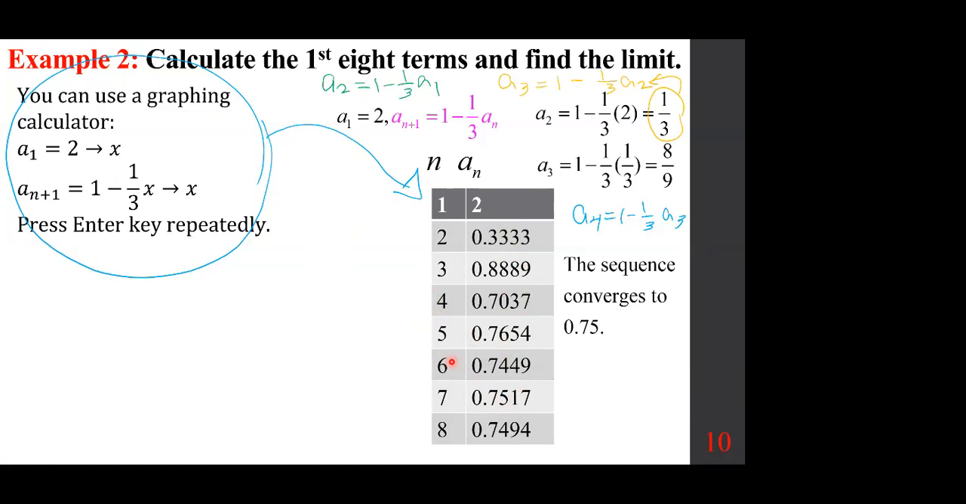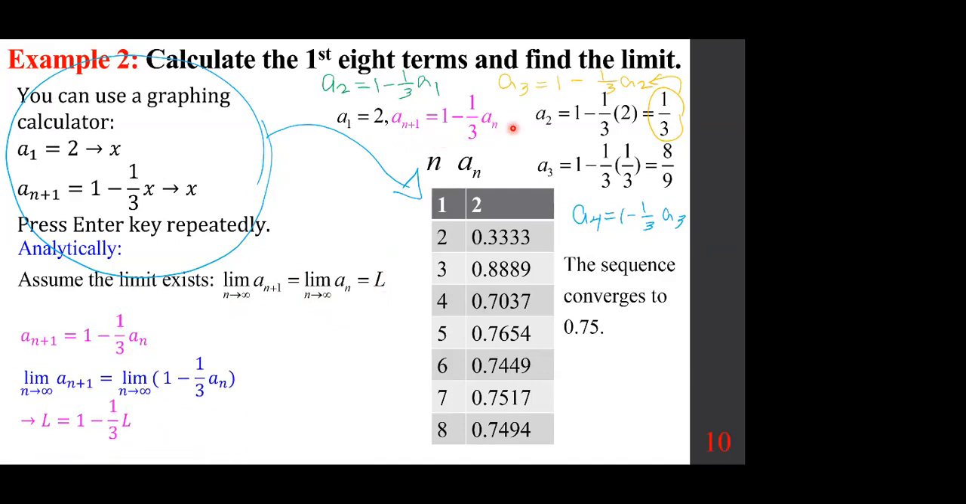Assuming the limit exists as n approaches infinity, then the limit for the left and right is the same. Assuming the limit exists, look at this expression. The limit of the left side and the right side as n approaches infinity must be the same. Now, what if we are claiming the limit is L? Then we can replace this one with L and this one with L. So take a look at what happens.